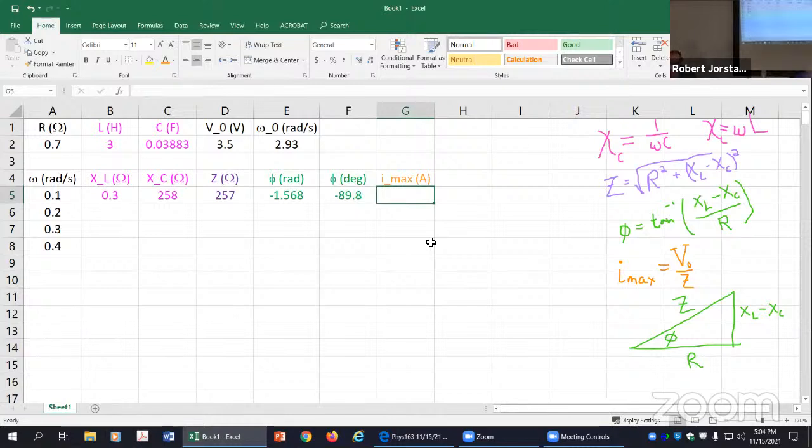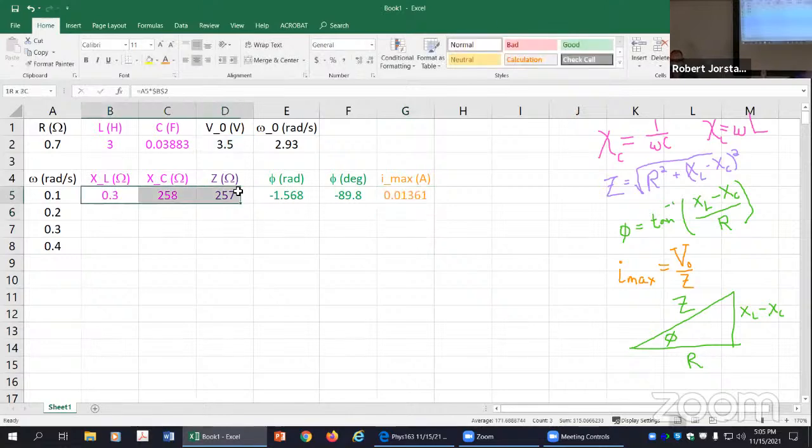Okay, so in this case, what should I type? I want to get this calculated. What should I do? What's the formula? Yeah, do we have V naught? Yes. What cell is it? E2. Dollar sign or not? Yes. Okay, and then we're going to divide by D5, dollar sign or not? No, right? Because the Z is good.